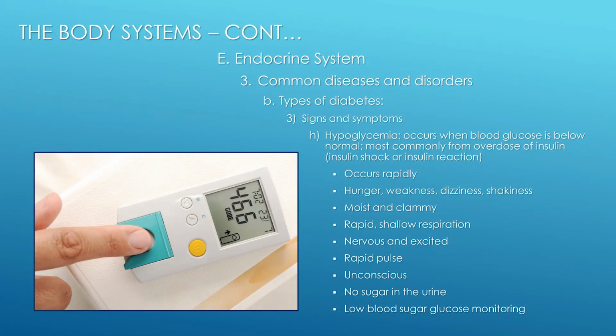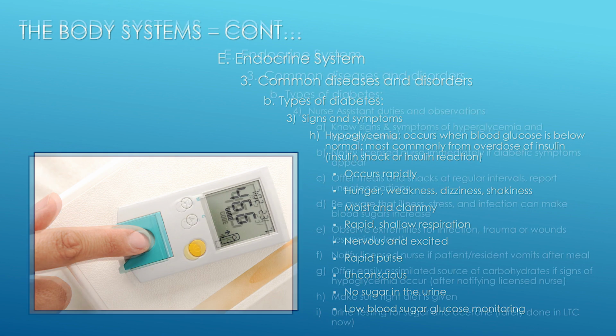Hypoglycemia occurs when blood glucose is below normal, most commonly from overdose of insulin. Insulin shock or insulin reaction. Occurs rapidly. Hunger, weakness, dizziness, shakiness. Skin moist and clammy. Rapid and shallow respirations. Nervous and excited. Rapid pulse. Unconscious. No sugar in the urine. And low blood sugar on glucose monitoring.